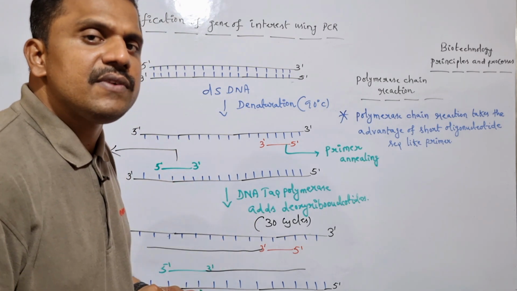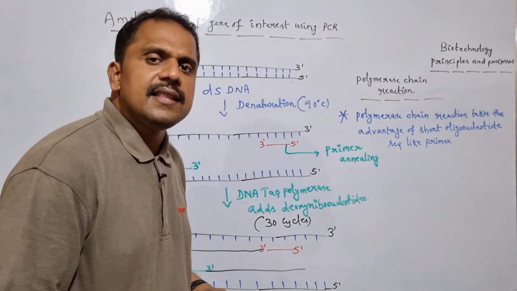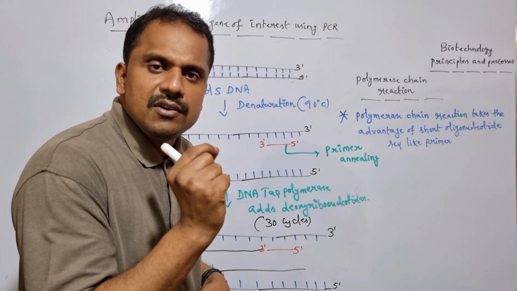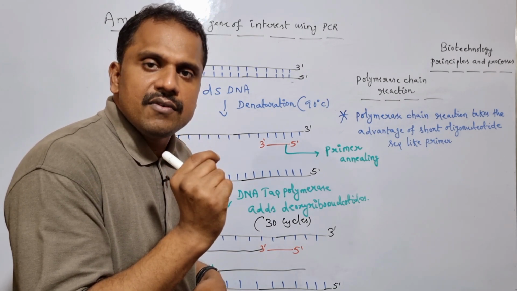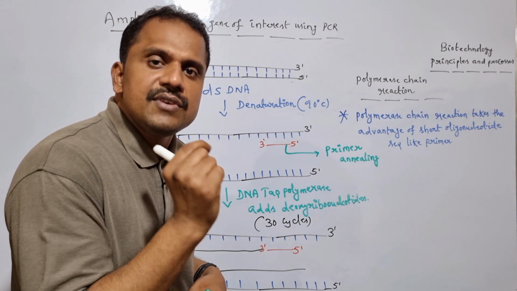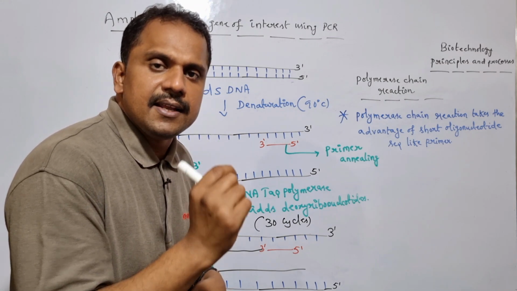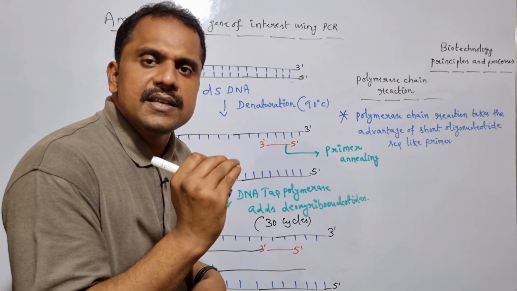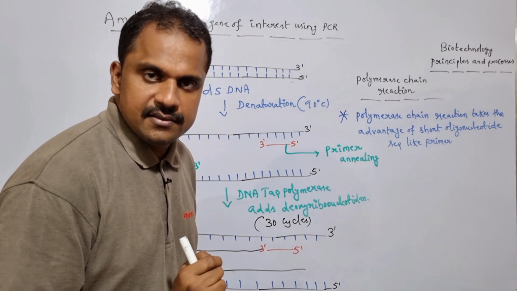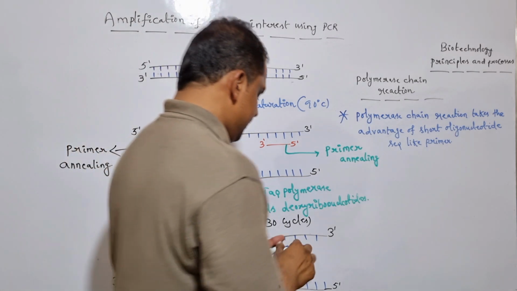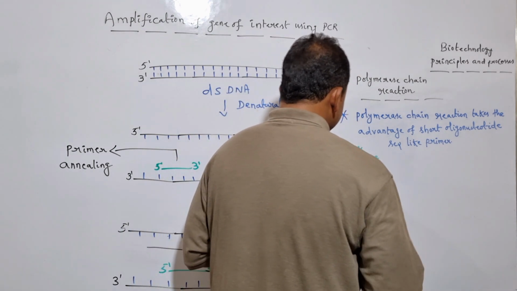So the specific Taq polymerase, by taking the advantage of a short oligonucleotide sequence termed as primer, and by taking the advantage of the information present in the template DNA, the specific Taq polymerase enzyme is capable to incorporate the dNTPs. Is it clear? So let me write it here.